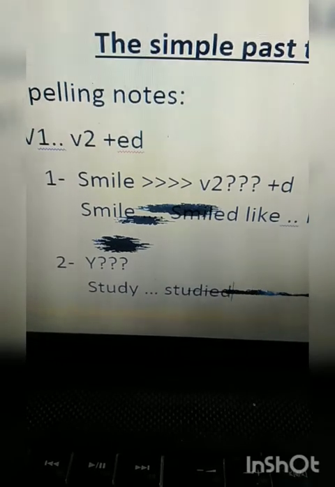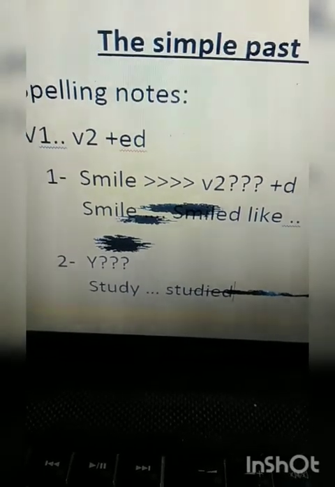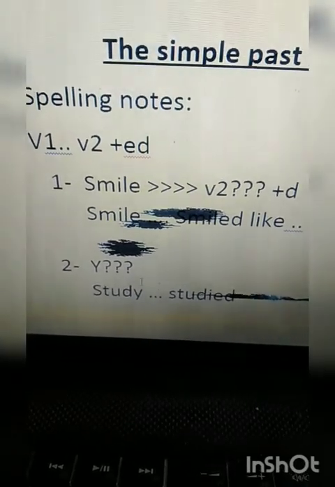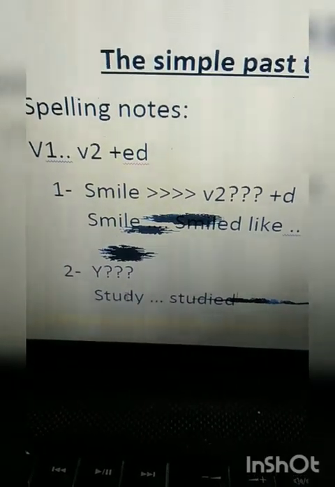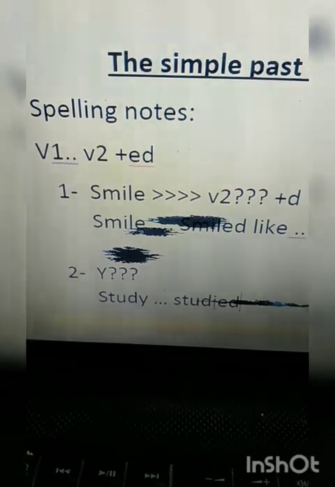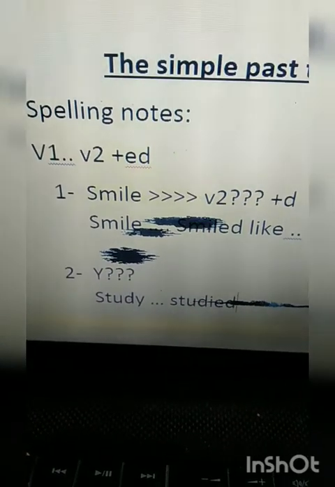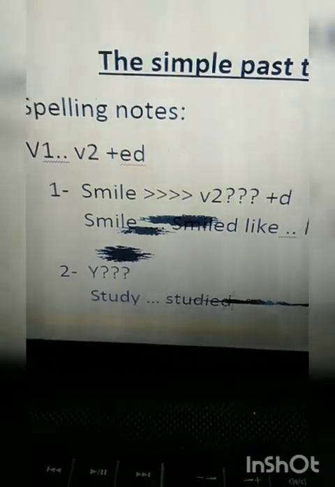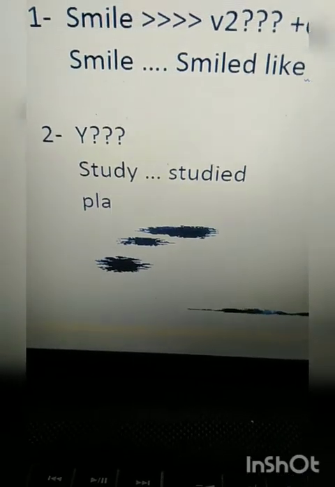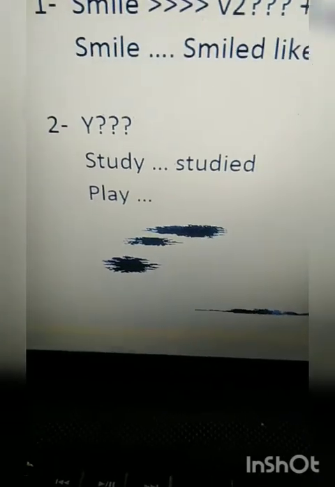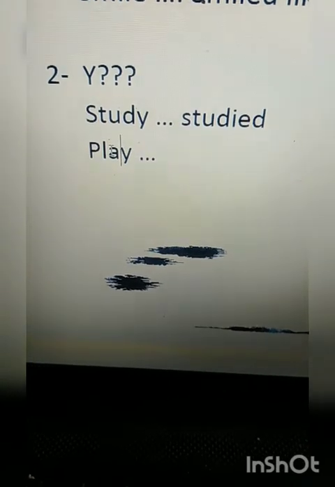Again, if the verb ends with Y, I have to look at the letter before the last. If it's a consonant, I take off the letter Y, then I change it to I, and we add ed. Now look at the verb play. It ends with Y. What do I have to do? Look at the letter before the last. What is it? It's I. It's a vowel.